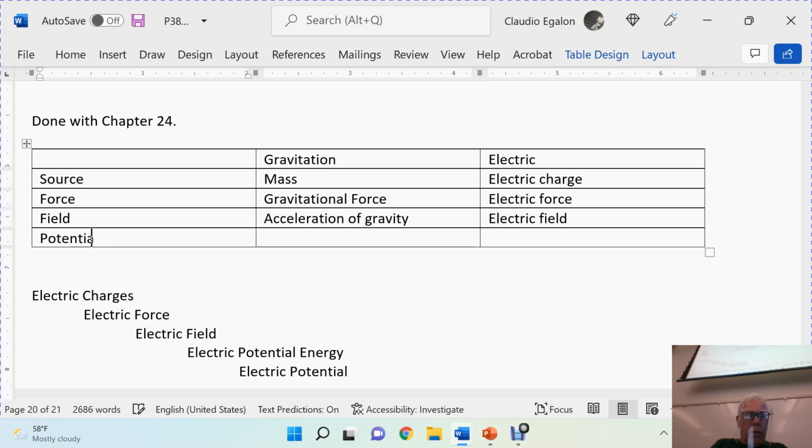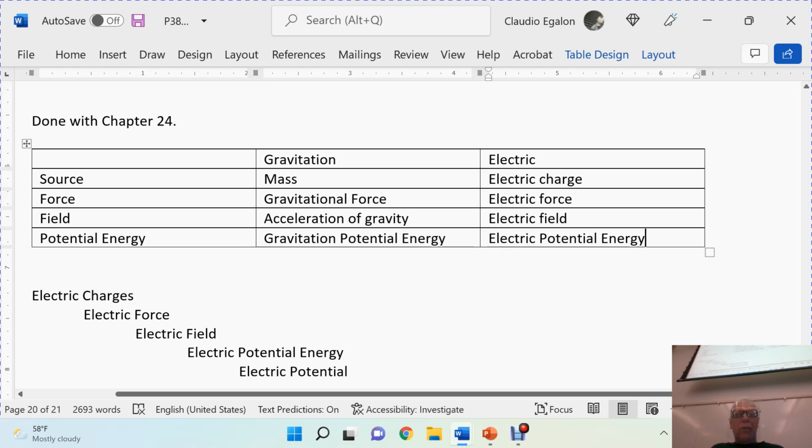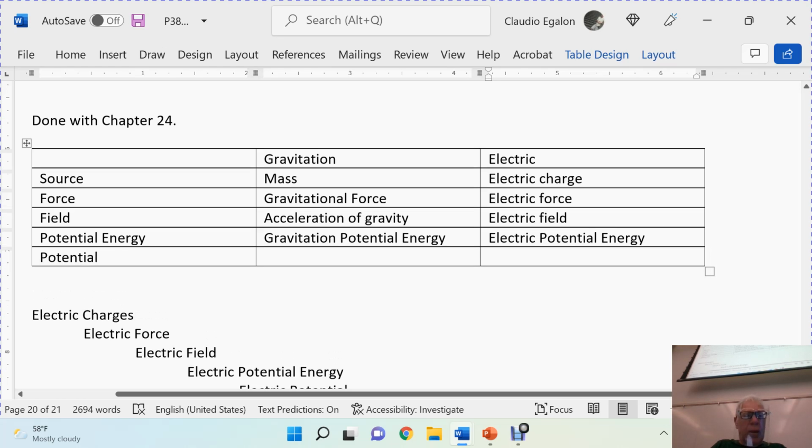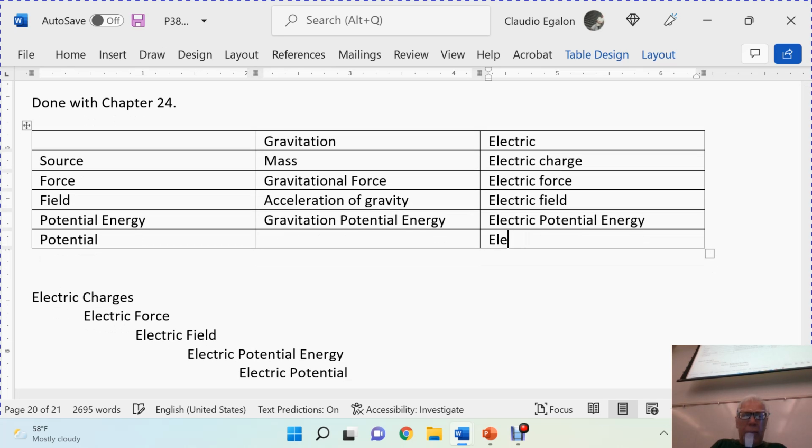Potential energy. Okay, so we have the gravitational potential energy. And here we have what? We have the electric potential energy. In the same way that we obtain the gravitational potential energy, we are going to obtain the electric potential energy as well. And then there is something that we define in electricity that we don't define in the gravitational theory. Electric potential, yeah. But what's the electric potential?